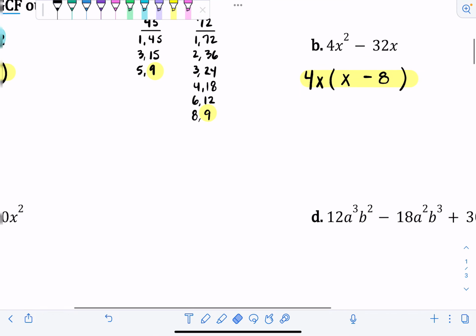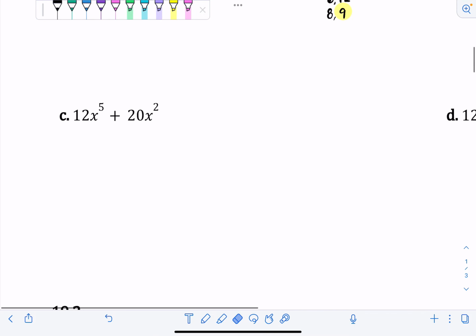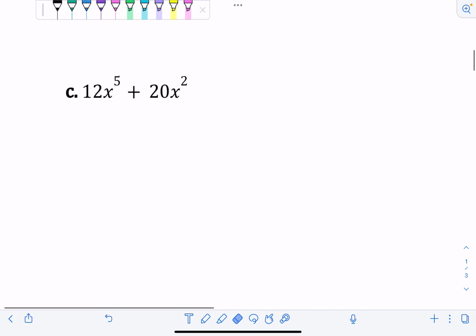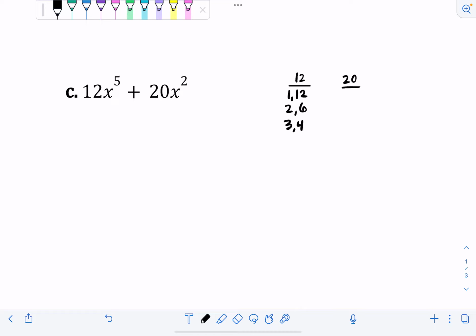Okay, moving down to C. So 12x to the fifth plus 20x squared. I'm going to make a quick list of the factors, and again, you can make the list if you want to. If you are confident finding the GCF in your head between 12 and 20, that's also totally fine. So for 12, my factors are 1 times 12, 2 times 6, 3 times 4. And then for 20, my factors are 1 times 20, 2 times 10, 3, no, not 3, okay, 4 times 5. Got a little too into a routine there.